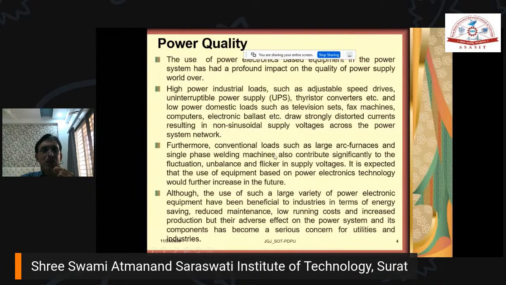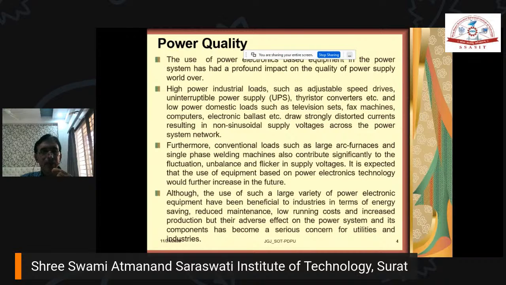Now, coming to who is responsible for the quality of power: actually, the use of power electronics based equipment in the power system has had a profound impact on the quality of power supply. You know that high power industrial loads, for example adjustable speed drives, UPS, and thyristor converters, and low power domestic loads, for example television sets, fax machines, computers, and electronic ballasts, draw strongly distorted currents, resulting in non-sinusoidal supply voltages across the power system network. Also, conventional loads, for example large arc furnaces or induction furnaces and single phase welding machines, contribute significantly to fluctuation, unbalance, and flicker in the supply voltages.